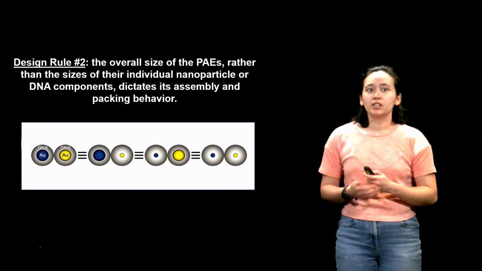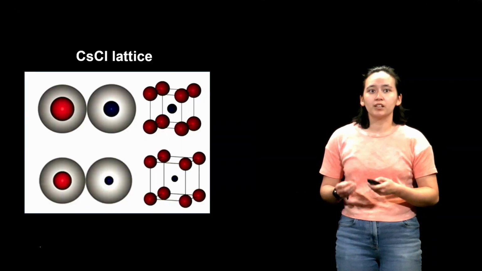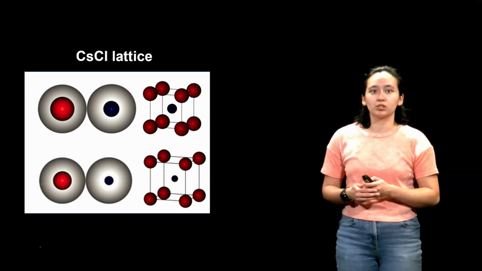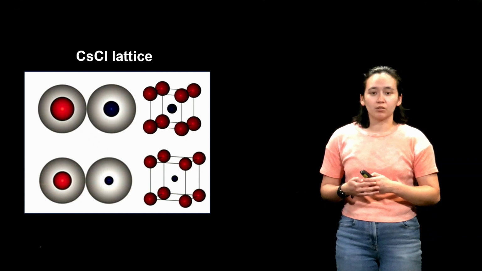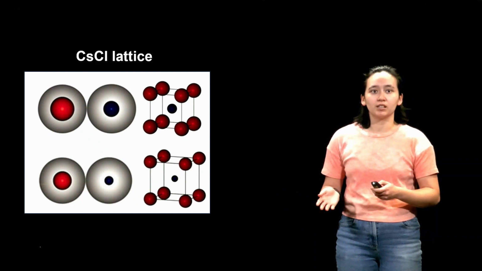For example, we see that in our AB system, for PAEs with the same overall size but different nanoparticle core sizes and DNA lengths, a cesium chloride lattice results, which exhibits the same PAE arrangement and connectivity as a BCC lattice.